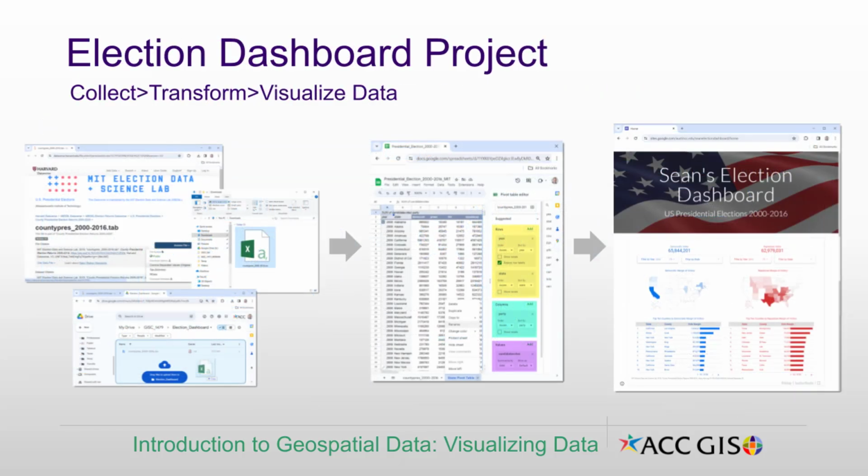And so what I like about the election dashboard project we're working on is it steps us through the process of collecting, transforming, and visualizing data, the same things we've been talking about the last 3 weeks. You collect the data from the MIT Election Data and Science Lab, and then you use Google Sheets to transform the data both in format and values. Last, you're going to utilize Google Looker Studio to visualize the data as a dashboard, and then you'll publish that dashboard on a Google Sites web page.